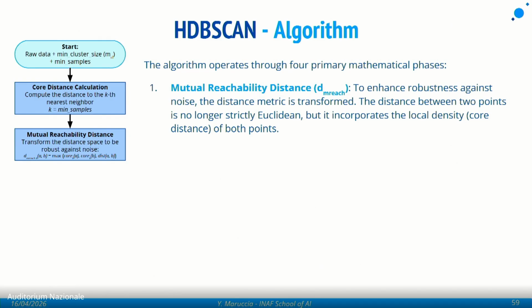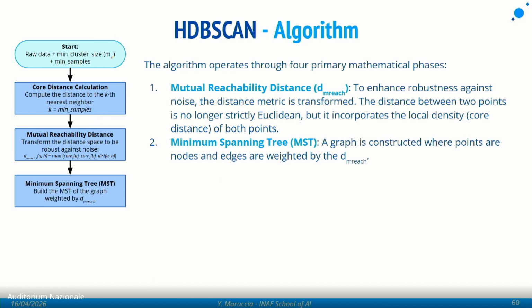So how does it work? First of all, we have to define the minimum cluster size and the minimum sample. The minimum cluster size is written in this way, MCL, in the text. Then we have to calculate the core distance and then the mutual reachability distance of each point. Then we have to build the minimum spanning tree, that is the graph that we build using the mutual reachability distance.